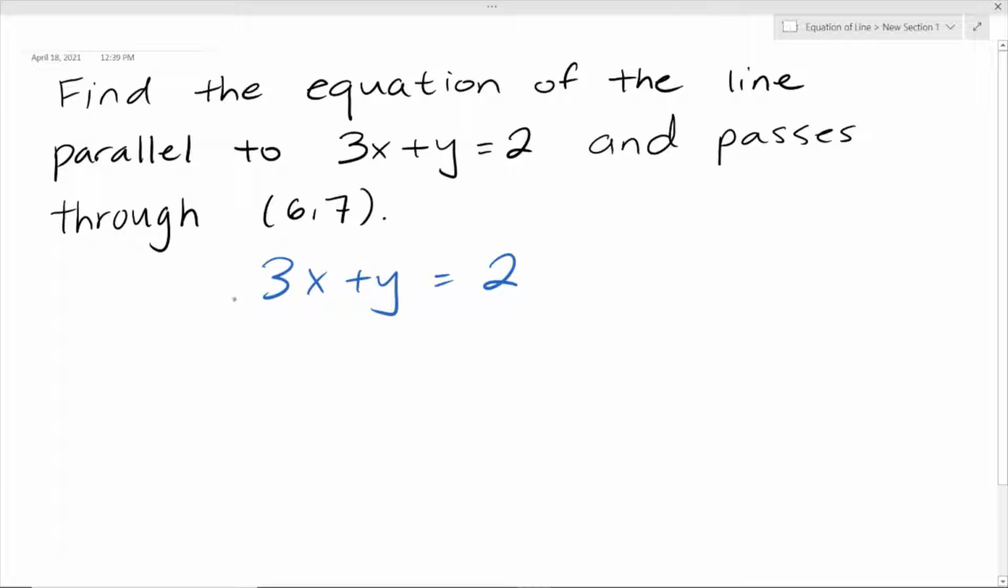So let's look at this line. If two lines are parallel, their slopes have to be equal. Parallel lines have equal slopes.